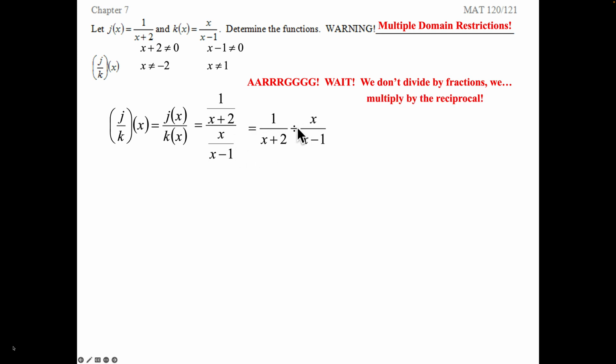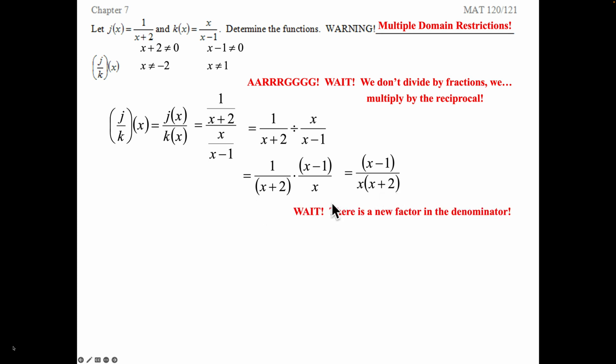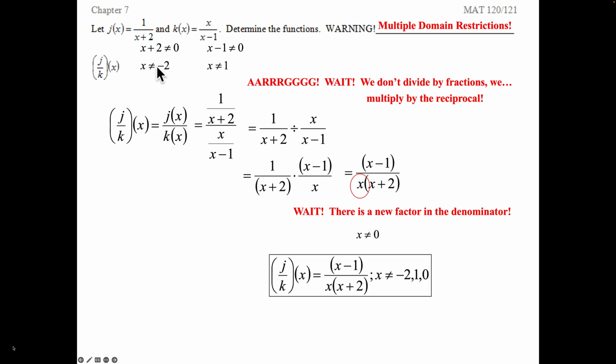There it is as a division. Now think about multiplying by its reciprocal. So x minus 1 over x, we multiply that together, x minus 1 over x times x plus 2. Now wait a minute, there's a new factor in your denominator. There's an x down here. So now we have to add, x can't be equal to 0, with these two existing restrictions.